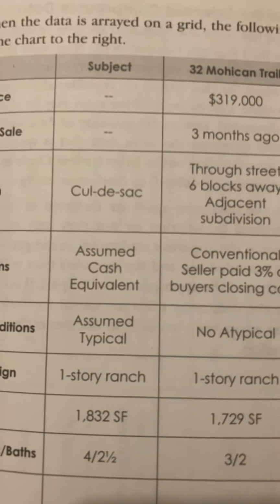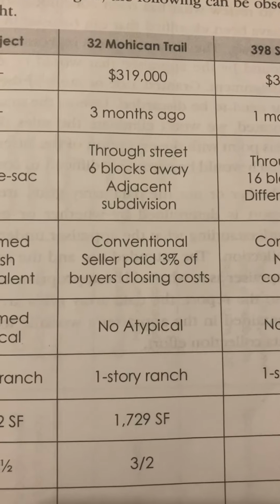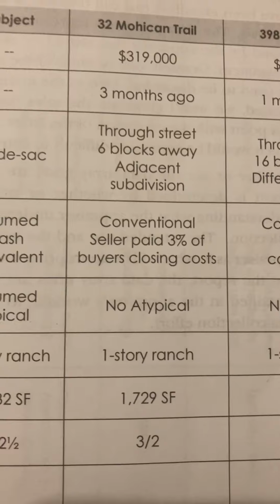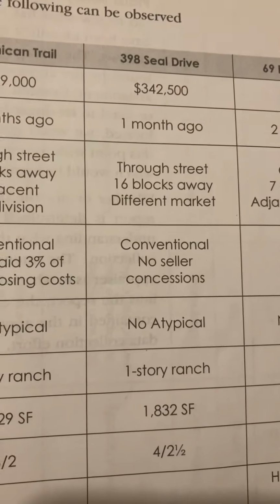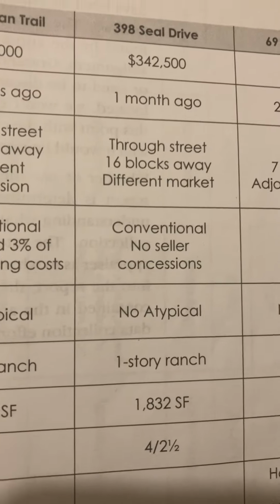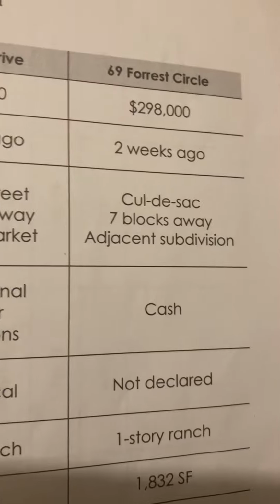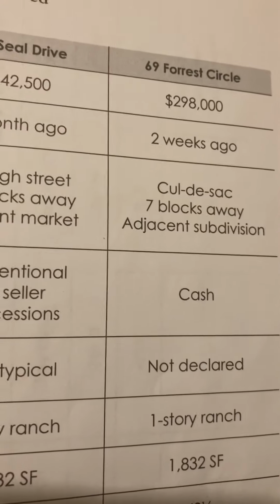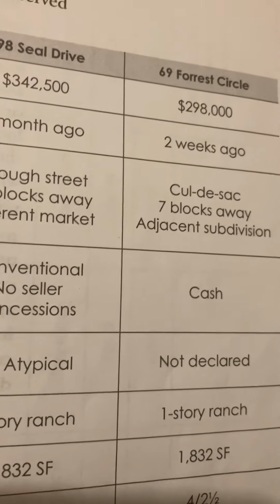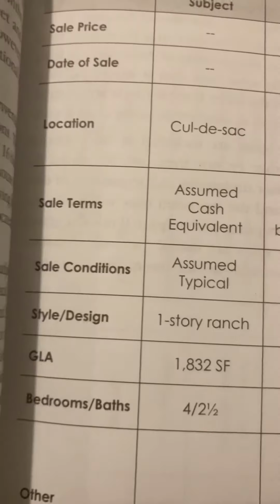Your subject's on a cul-de-sac. Comp 1 is a through street 6 blocks away, adjacent subdivision. Comp 2 is a through street 16 blocks away, different market, which is pretty bad. Comp 3 is on a cul-de-sac, which is excellent. It's 7 blocks away, which is really good, and is in an adjacent subdivision. So comp 3 is looking the best so far.